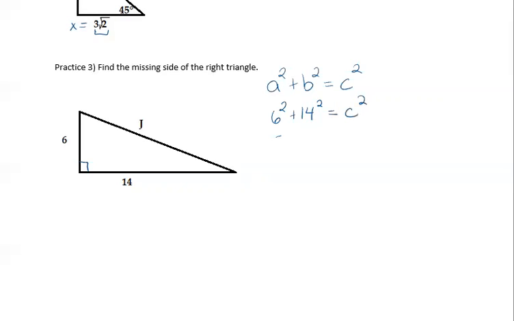So 6 squared is 36, and 14 squared is 196. I need to add those together. 232. Now I'm going to take the square root of both sides. If you put it into your calculator, you're going to get a long decimal number, so that's not what we want to do. This is just c.